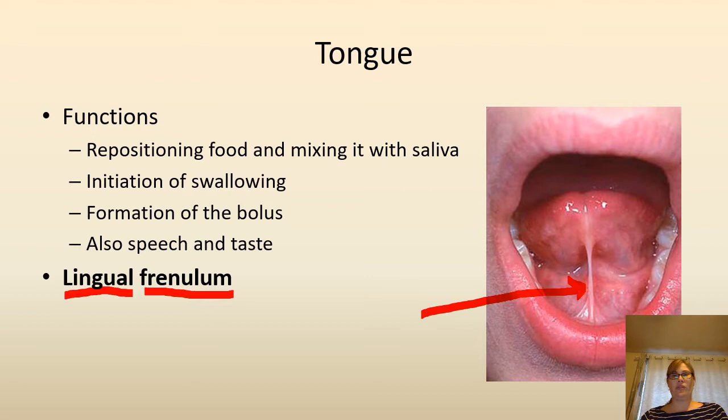In this case, I think this is an extra long one. They call it tongue-tied. Some little ones, when they're born, have a different lingual frenulum, and they have to have it adjusted so that they can eat properly and speak properly.